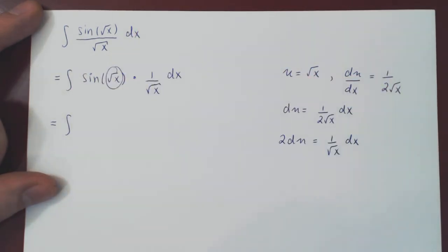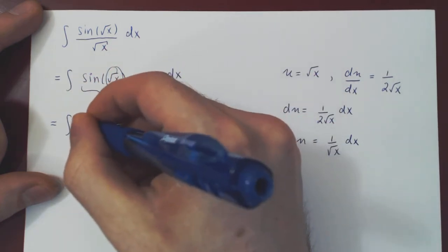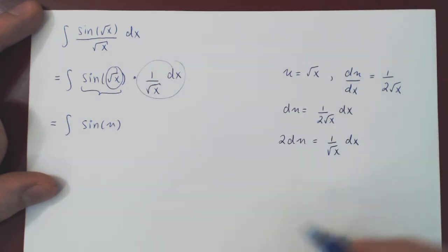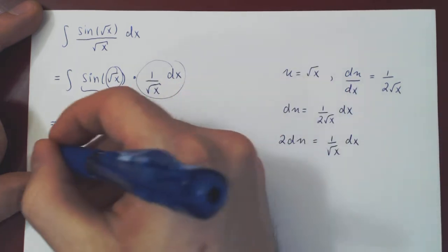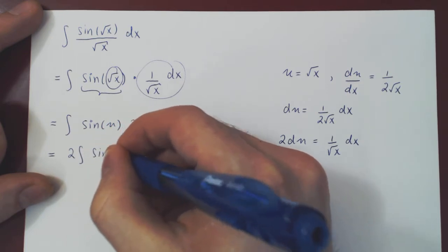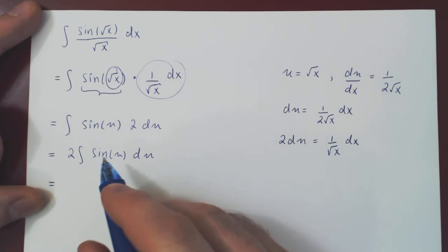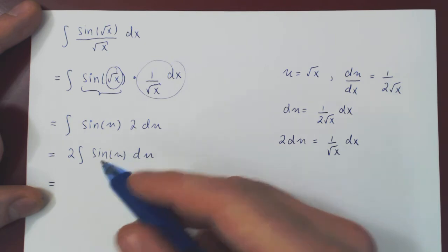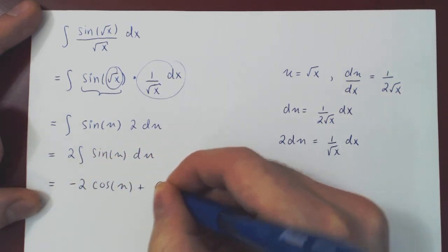So sine of root of x, but root of x is just u. So all of this becomes sine of u. And 1 over root of x dx is just 2 times du. And now the integral is basically trivial. Factor the 2 outside, as it is a constant multiple. And we are looking for a function whose derivative is sine. Well, the derivative of cos is negative sine. Therefore, the derivative of negative cos is positive sine.